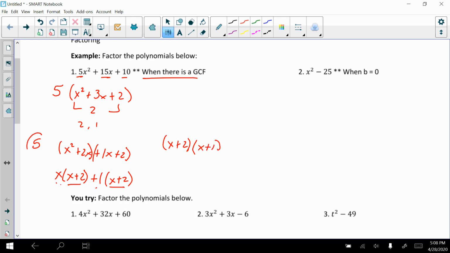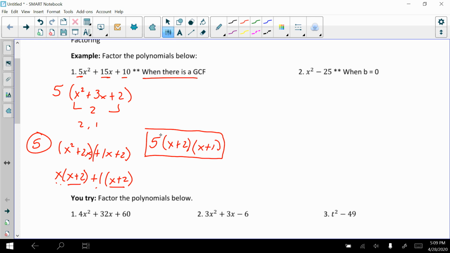But remember, I still have that 5 sitting in front. I need to make sure I include that. So I write the 5 in front of everything, and now this is going to be my final answer. So when you have a GCF, factor it out first, and then factor what's left, just like you normally would, all the while knowing the GCF you pulled out is staying with you throughout the entire process, and then write it in front of everything when you're all finished up.